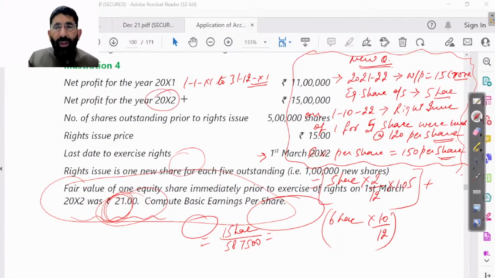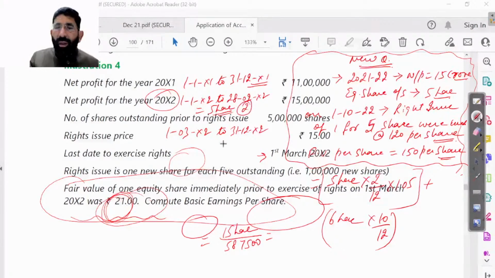So during this 2012, what will happen? From 1st January 2012 to 28th Feb 2012, we have 5 lakh shares. And obviously on 1st of March, when right issue was declared, for 10 months, this is for 2 months and this is for 10 months, beta. Shares are converted, and obviously 5 lakh plus 1 lakh, that is 6 lakh shares will become.